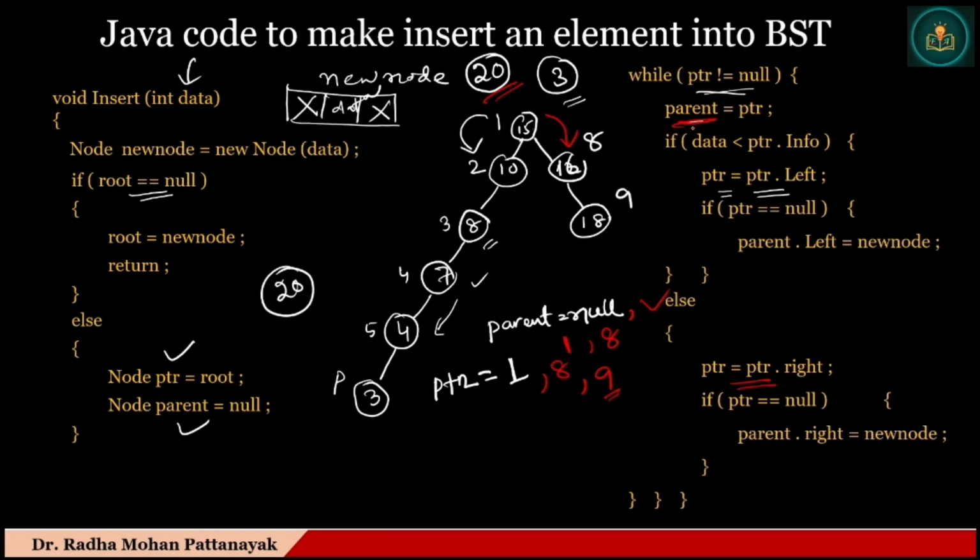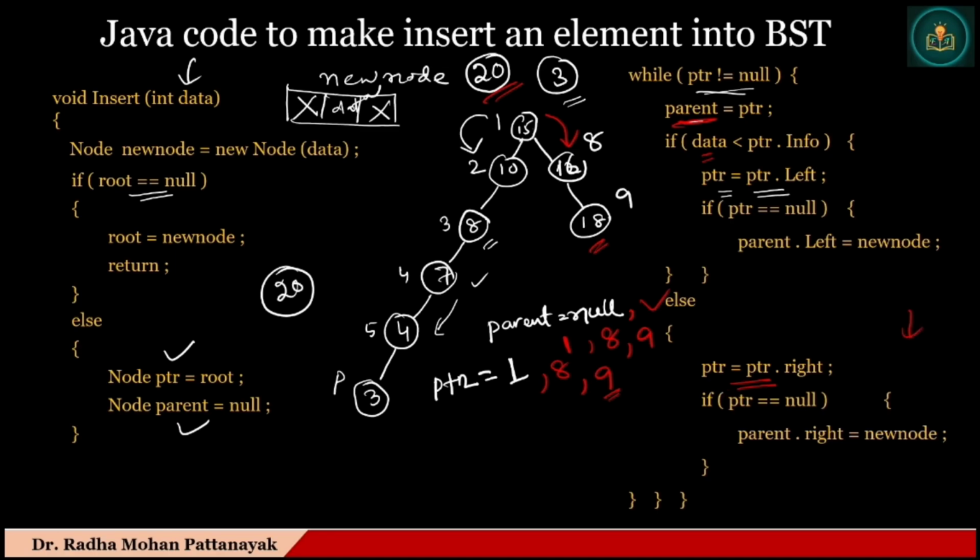So in the loop, what you need to do first? You need to first update the parent. Parent equals now 9. Right? Then now check whether data, 20, is less than 9.info. 9.info equals 18. Is it less than 18? No. 20 is not less than 18. 20 is greater than 18. That's why you will move to the else part again.